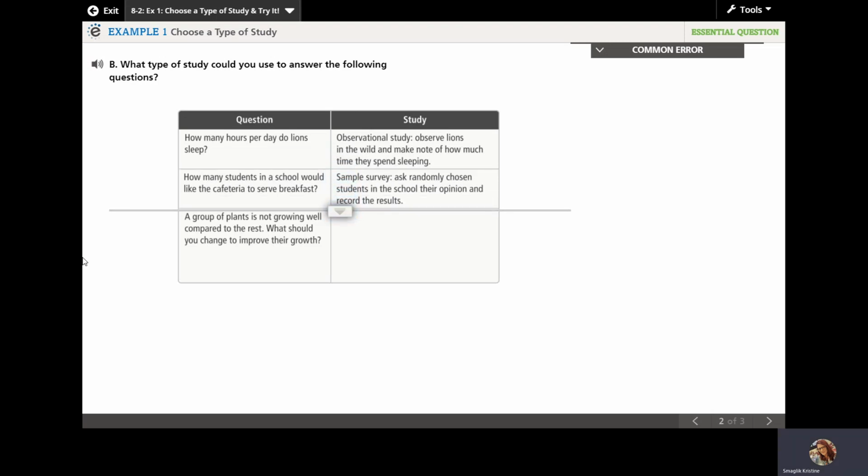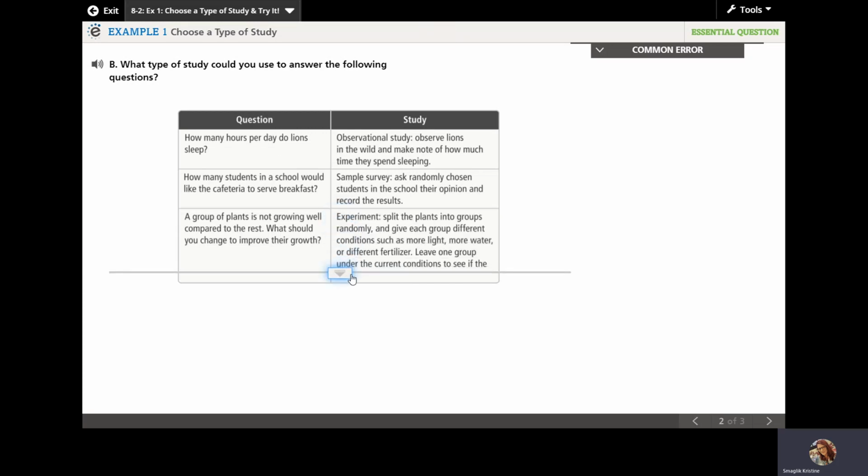And then a group of plants is not growing well compared to the rest. What should you change to improve their growth? So for this one, you would need to apply a treatment. You want to see what is going to cause a change. And you might want to try a couple different treatments. But remember, when you do that, you also need to keep some that you don't do anything different to, so you can measure whether or not that treatment was effective. And we're going to get into that a little bit more later on in this section.